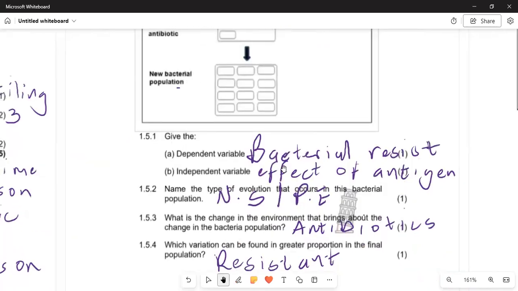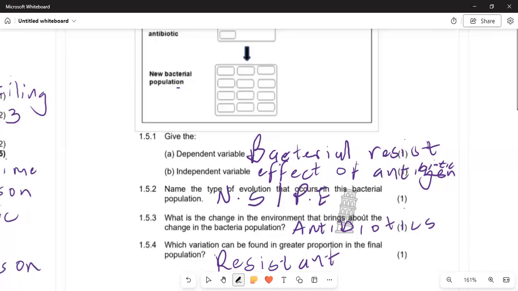And then in 1.5.1, we are asked to give the dependent variable. The dependent variable is something that depends on something else to happen. So we are saying that is bacterial resistance. And number 2, identify the independent variable: it is the effect of the antibiotics, not antigen. So it is antibiotics. And then we are asked to name the type of evolution that occurs in this bacterial population. We are saying that is natural selection for NS, and punctuated equilibrium for PE. NS, natural selection, I repeat, and PE, punctuated equilibrium.